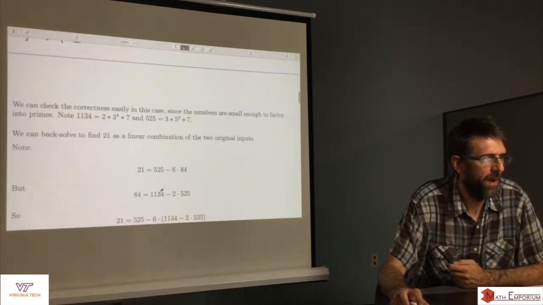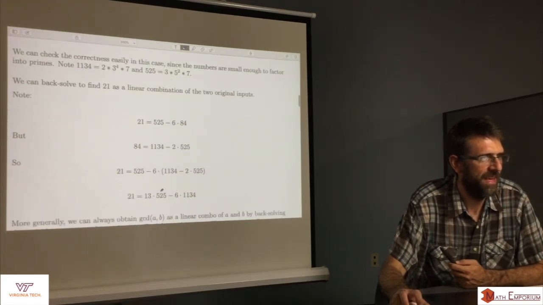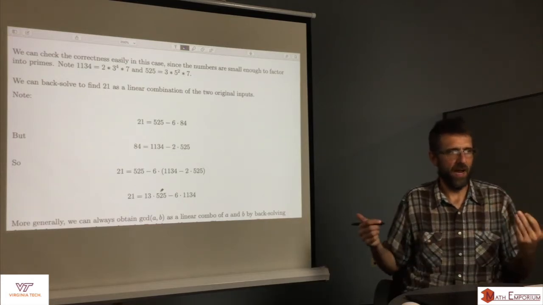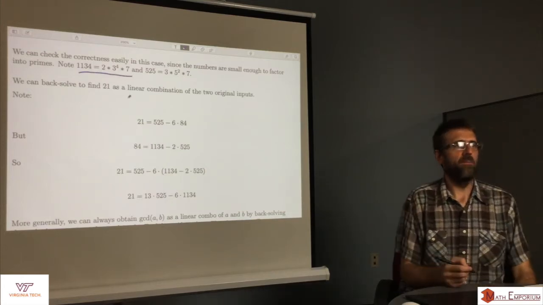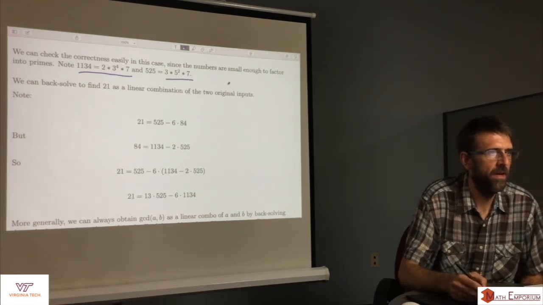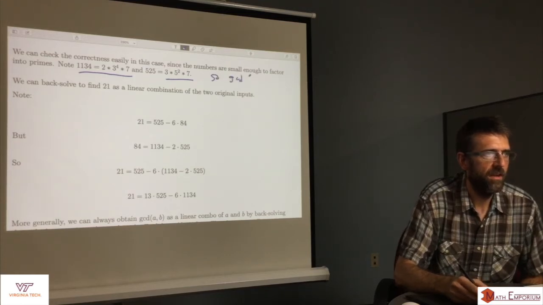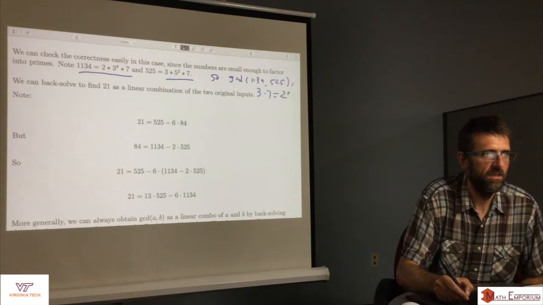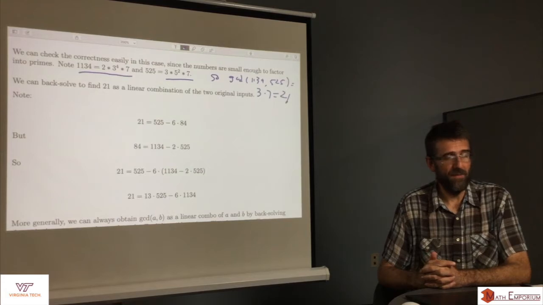All right. Another way to check that this actually worked is because the numbers are small enough that we can actually just do the prime factorization. So 1134 is 2 times 3 to the 4th times 7. 525 is 3 times 5 squared times 7. So if we just collect all the common prime factors of those two numbers, we see they have one factor of 3 and one factor of 7 in common. Of course, in practice, we don't do GCDs by factoring numbers.